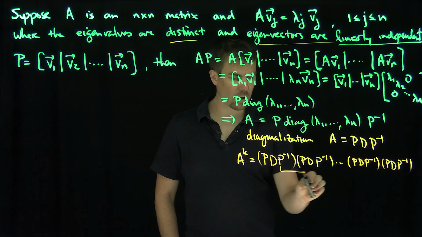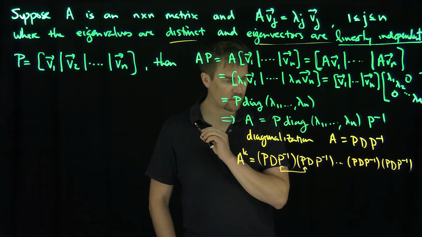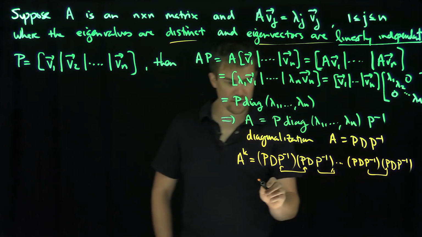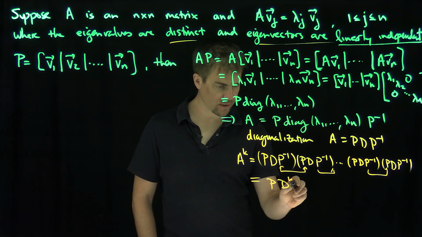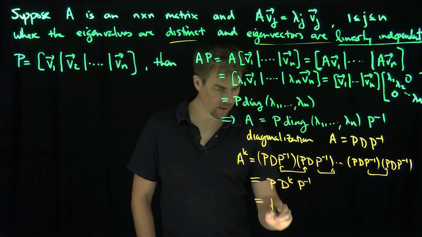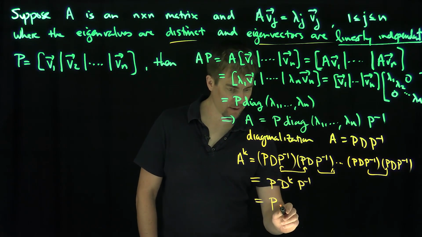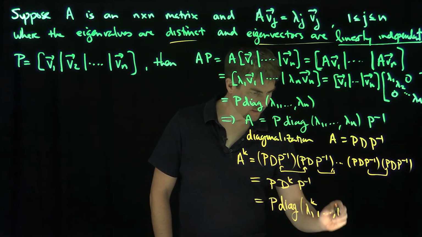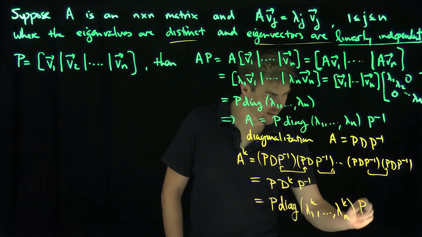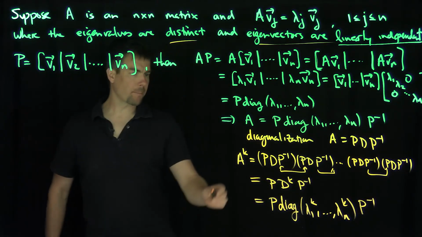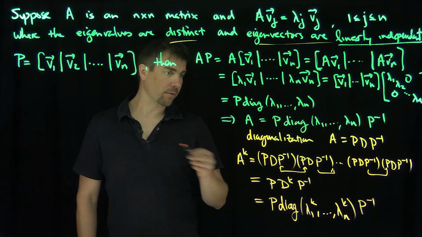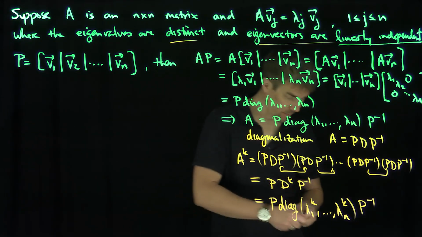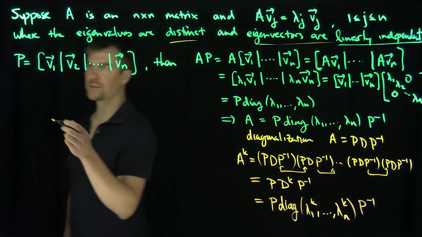Now the key is that all of these P inverses are right next to a P, so all of these intermediate P's and P inverses cancel out, and you're just going to have P times the diagonal matrix to the k, times P inverse. That's very helpful because the diagonal matrix to the k is just the kth powers of the diagonal entries: diag of lambda 1 to the k through lambda n to the k, times P inverse. So I'm able to get powers of the matrix for free if I'm able to diagonalize the matrix. So it's a very important question when we can diagonalize a matrix. Let me show you an example of how this works in practice. So here's an example.